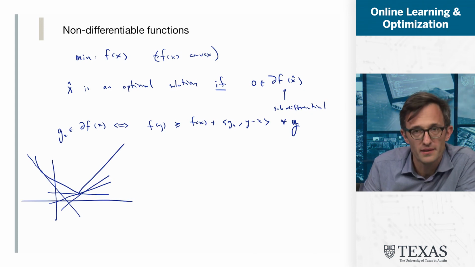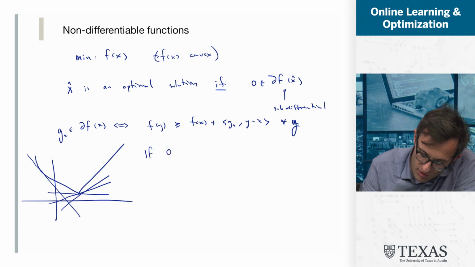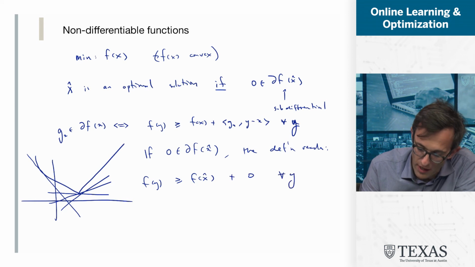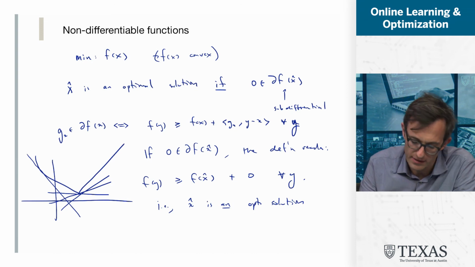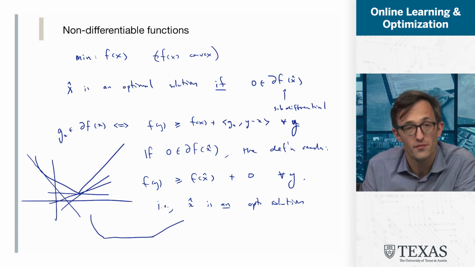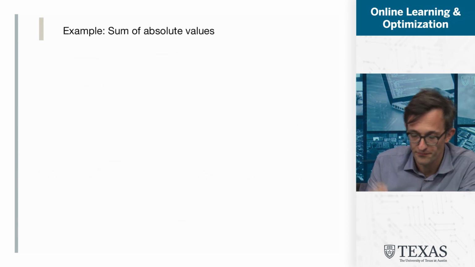So again, just plugging in, if 0 is in the subdifferential at x hat, then the definition reads: f of y is greater than or equal to f of x hat plus 0 for all y. In other words, x hat is an optimal solution. I'm writing "an" because I'm guarding against the fact that there could be multiple optimal solutions. And so here's a convex function that has many optimal solutions.